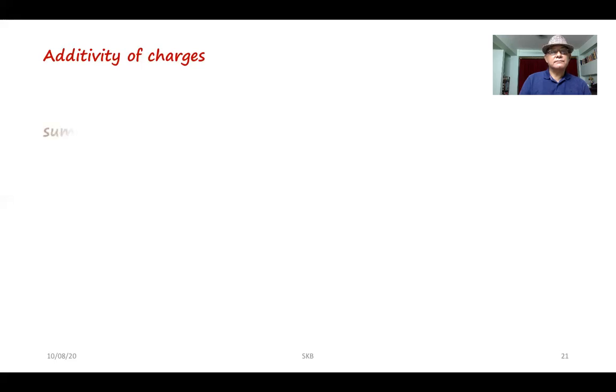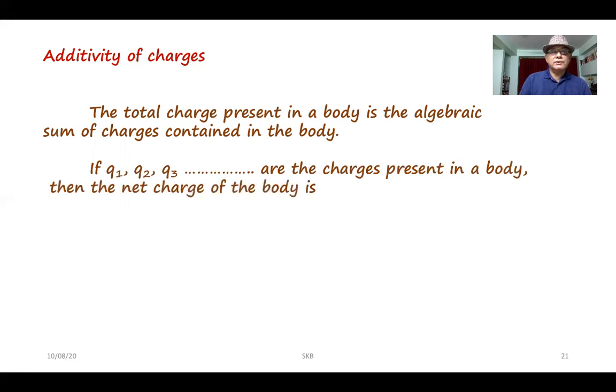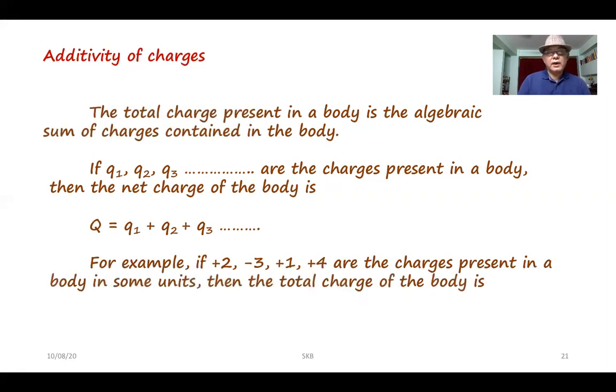Additivity of charges. The total charge present in a body is the algebraic sum of charges contained in the body. Algebraic sum means taking into account the sign of terms of the sum. If Q1, Q2, Q3, and so on are the charges present in a body, then the net charge of the body is Q equal to Q1 plus Q2 plus Q3, and so on. For example, if plus 2, minus 3, plus 1, plus 4 are the charges present in a body in some units, then the total charge of the body is Q equal to plus 2 minus 3 plus 1 plus 4 equal to plus 4 units.